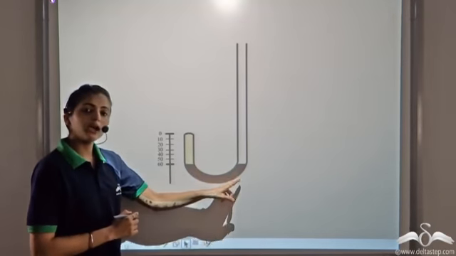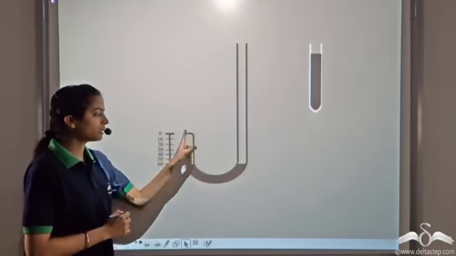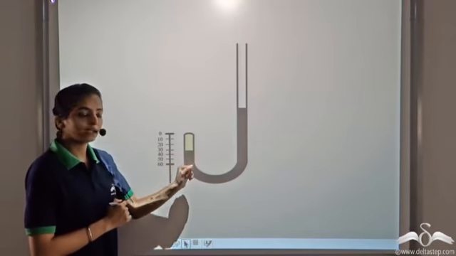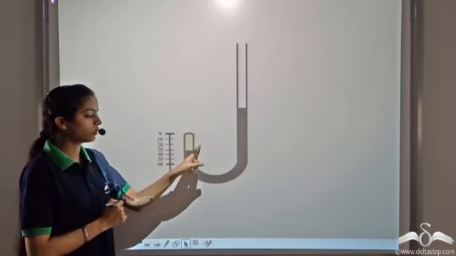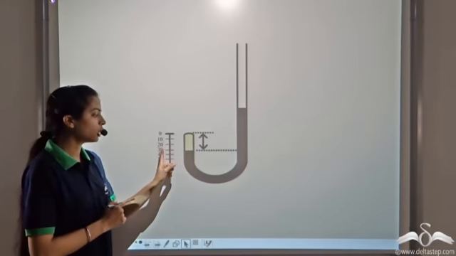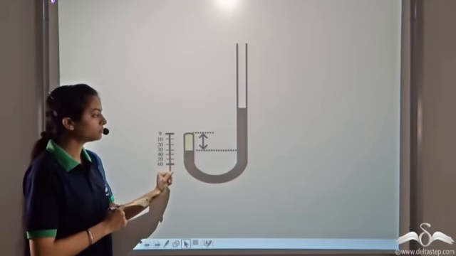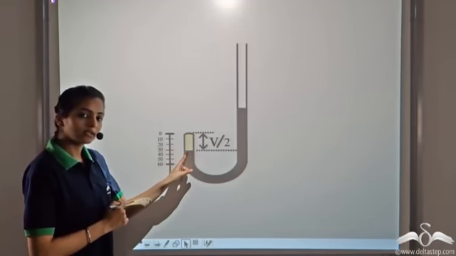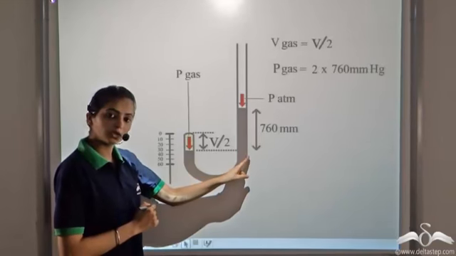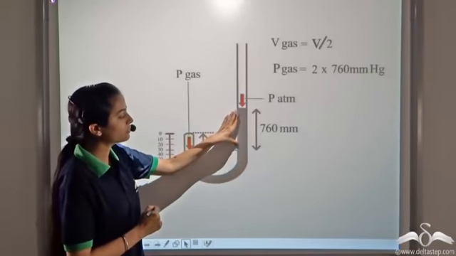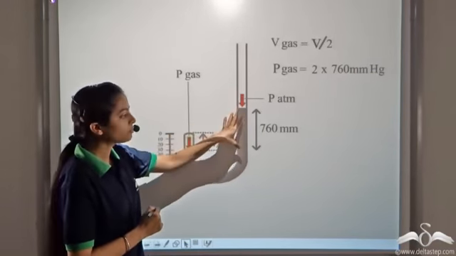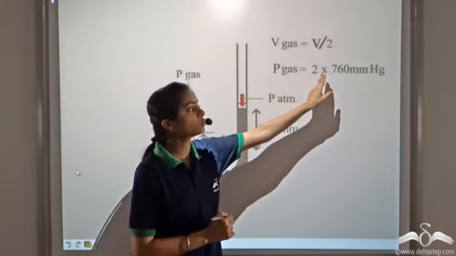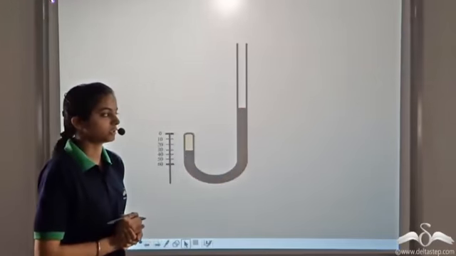This remaining same, he added more mercury so as to make the volume of the gas enclosed half. So when he added more mercury, he saw that the volume reduced to half. Now it occupies 30 centimeter cube. This is the pressure exerted by gas. And when he calculated the pressure on the other side, he observed that the pressure was the atmospheric pressure plus 760 millimeters of mercury. So now the pressure was 2 times 760 millimeters of mercury.